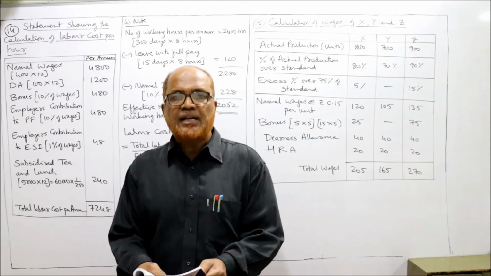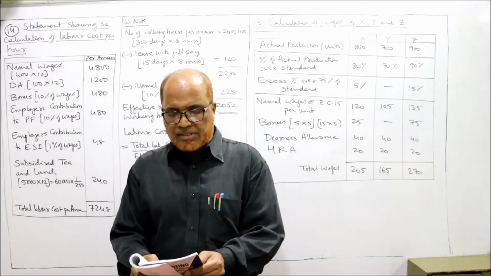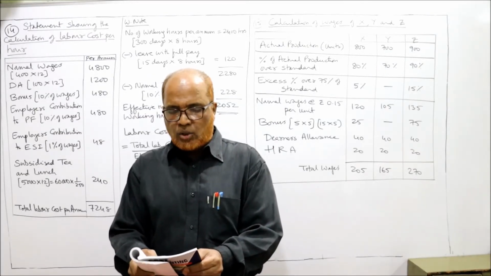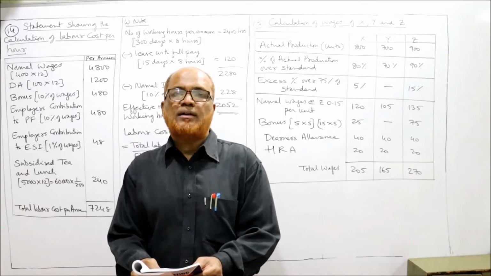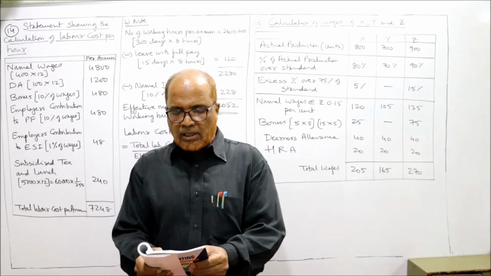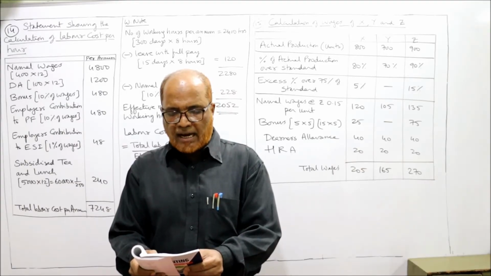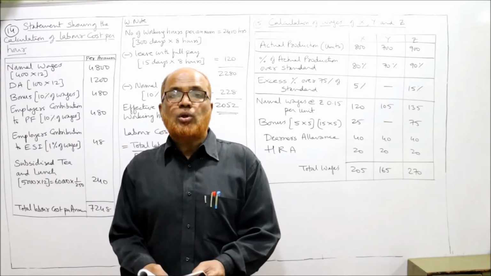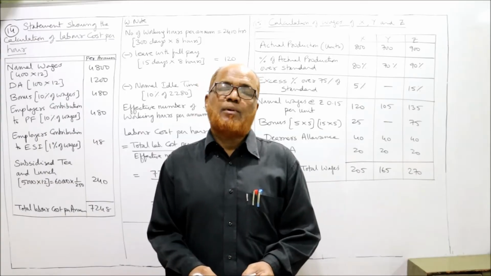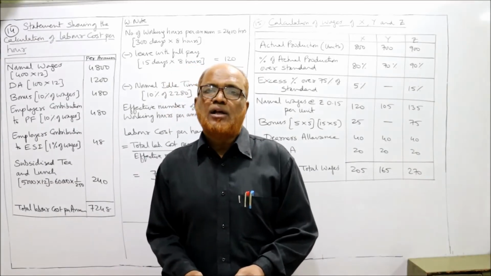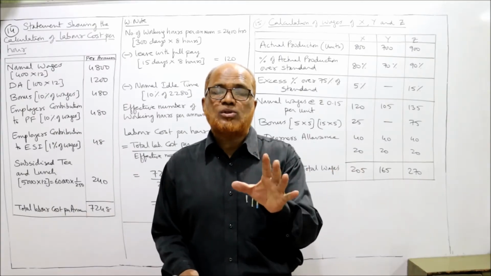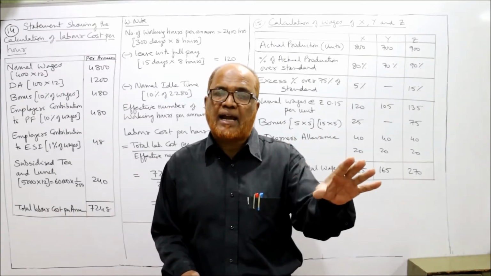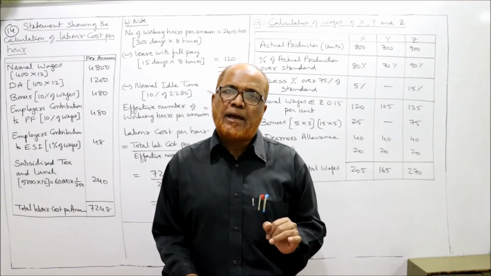The employer maintains a canteen where subsidized tea and lunch are provided to workers, and a monthly subsidy of 5,000 rupees is provided to the canteen. The total number of employees who take advantage of the canteen is 250. So monthly 5,000 rupees is the amount spent by the employer on the canteen. Monthly 5,000 means 5,000 into 12, 60,000 rupees is the total expenditure on canteen incurred by the employer.